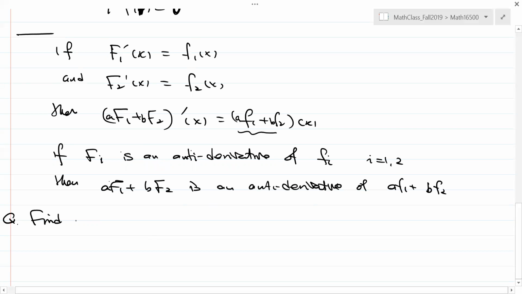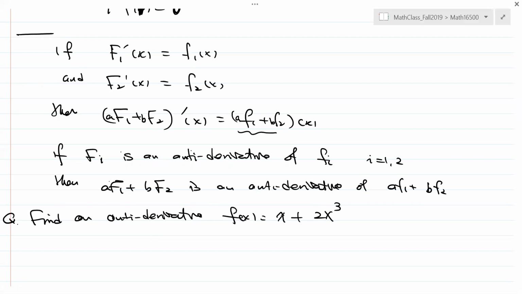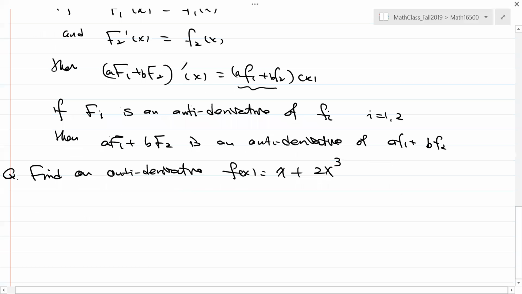Find an antiderivative of the function f of x, which is a combination of this, like polynomials. For example, x plus 2x cubed. And there are two terms here. So the idea is you find the antiderivative for each of them. Use the same combination, and you can get the antiderivative of this function.